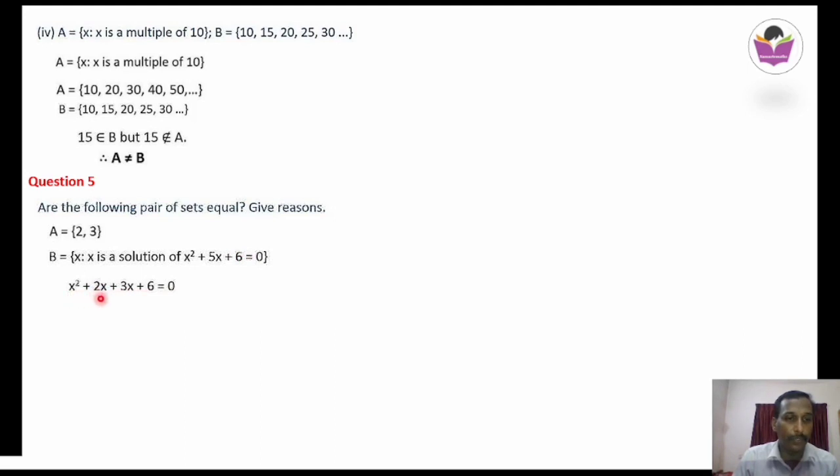And in the first two terms there is x common. Here is x, here is also x. And in the second two terms there is 3 common. Here there is 3, here there is 6. 6 contains 3. So let's take out the common factors.